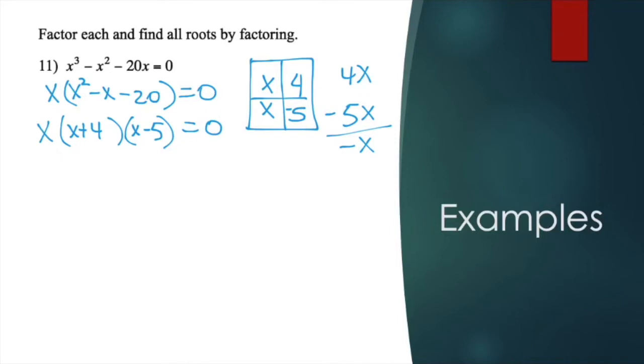Thank you. All right, we are not finished. Remember, it says we are finding the roots. That now means we're finding the solutions. So we're going to set each of these equal to 0. X equals negative 4 and positive 5.